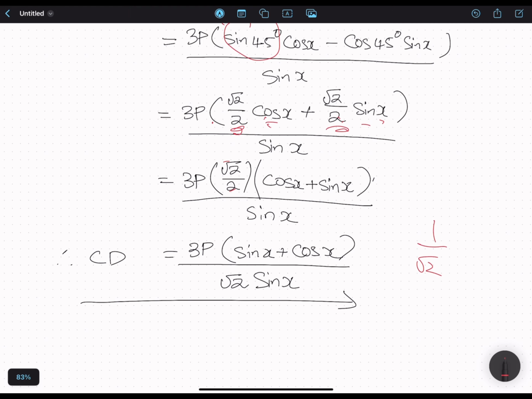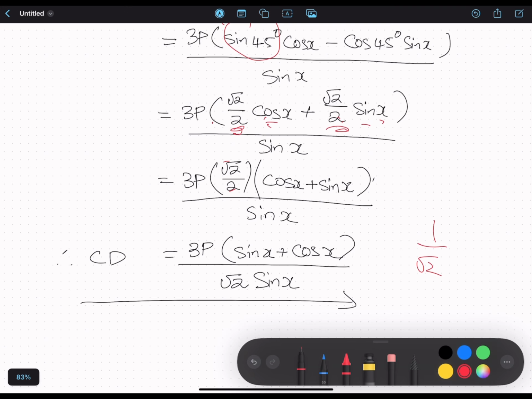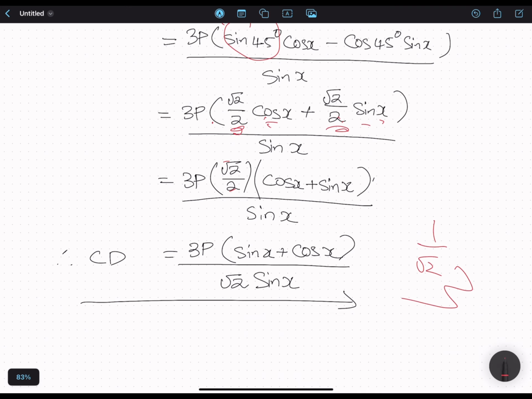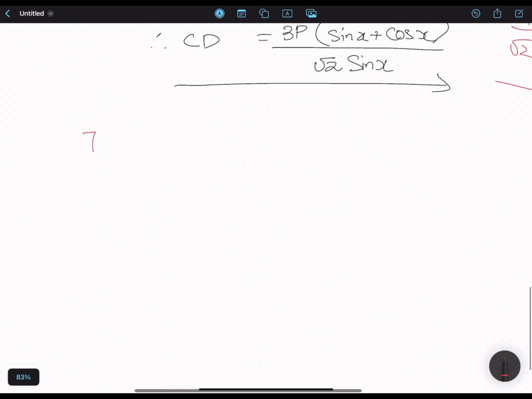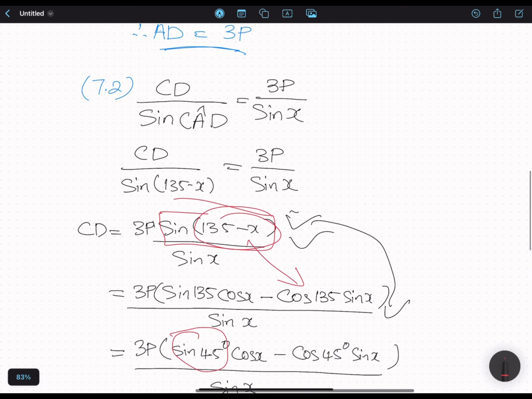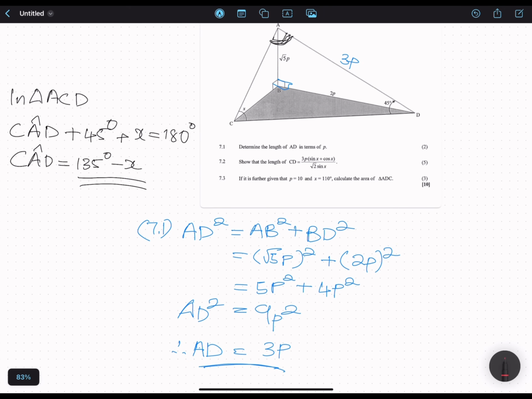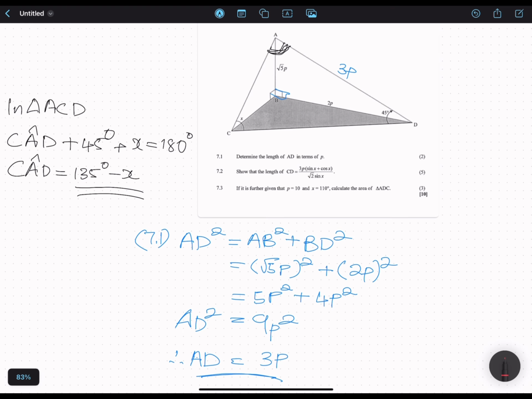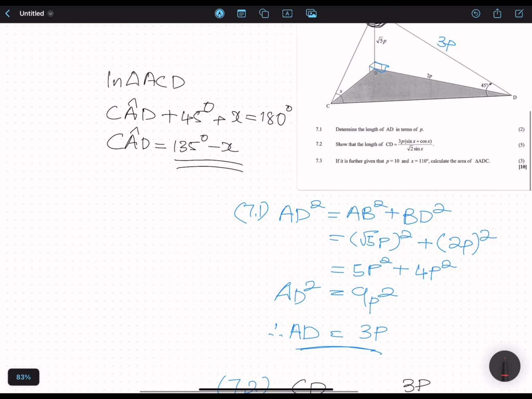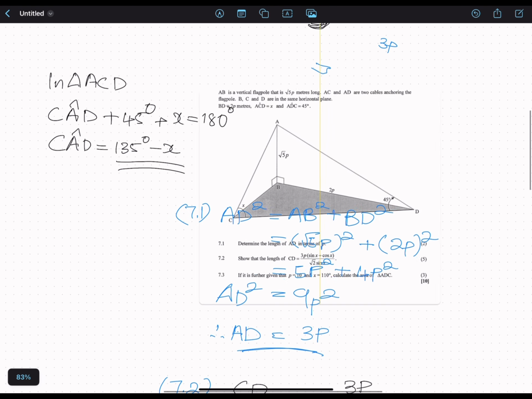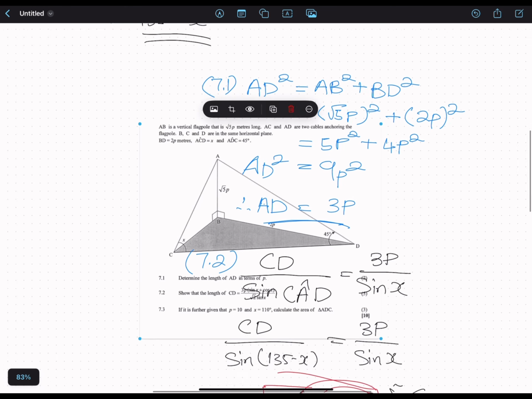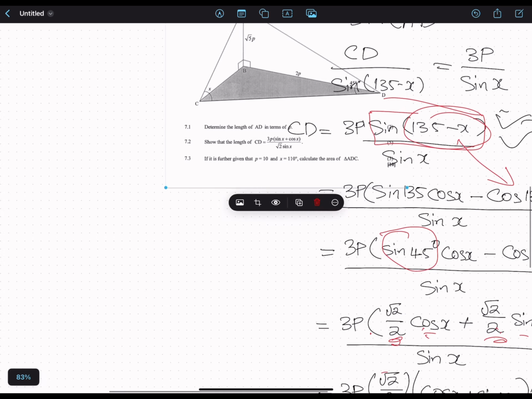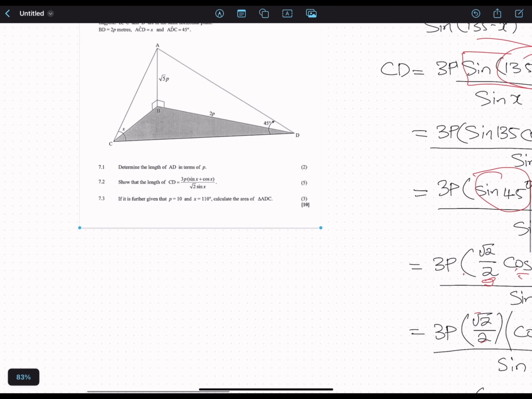second question. So let's do the last one, the 7.3. So I will just take the yellow one. Let's see, the red one, it's fine, we can use the red one to write the last one, 7.3. So 7.3, what are they asking? If it is further given that p is given to be 10 and x is given to be, take this down, sorry about that, I just want to put it close to where I'm gonna write the answer. So let's write the answer here.